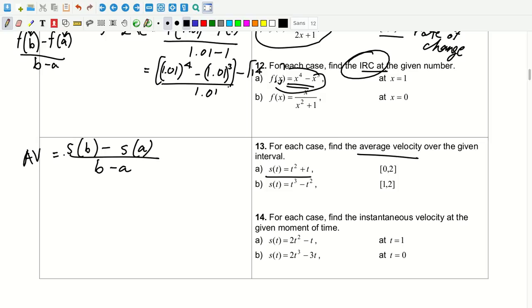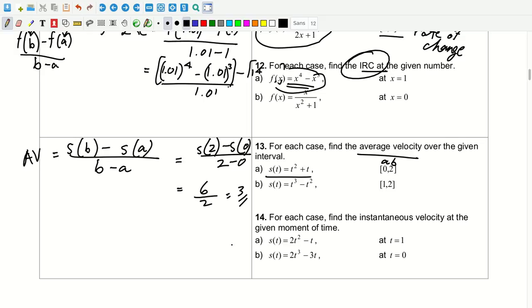Average velocity, AV, I'll just call it that. So in this case, it would be like a is 0, b is 2, right? So it'd be s at 2 minus s at 0 over 2 minus 0, okay? And so in this case, it'd be, let's see, 2 squared plus 2, 6, minus s at 0, which is 0, right? Over 2, it's 3, okay? So that's the average rate of change.